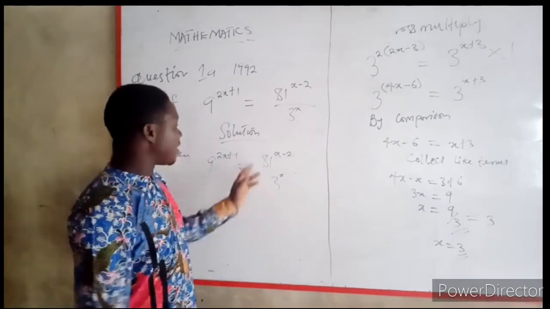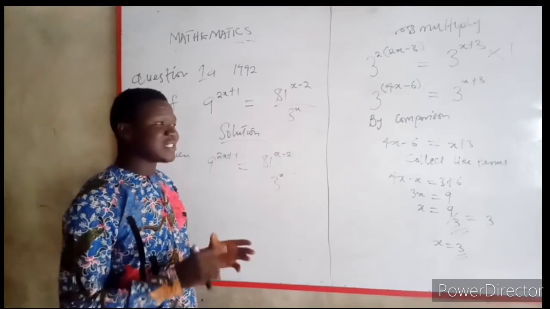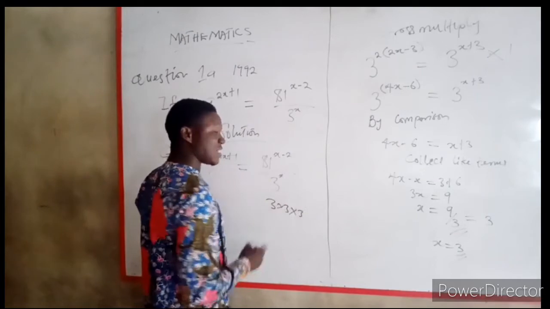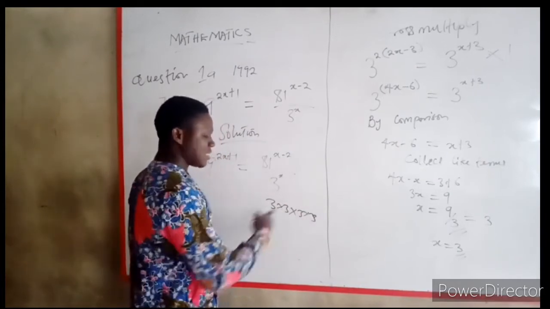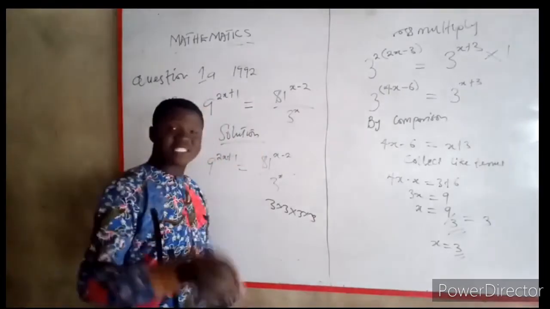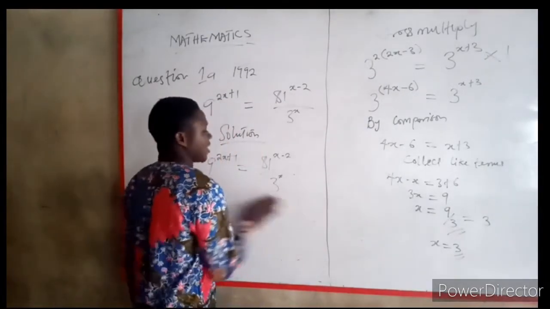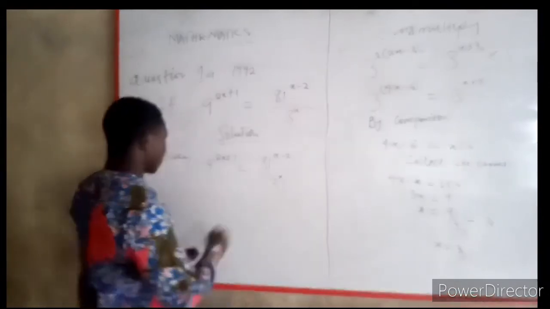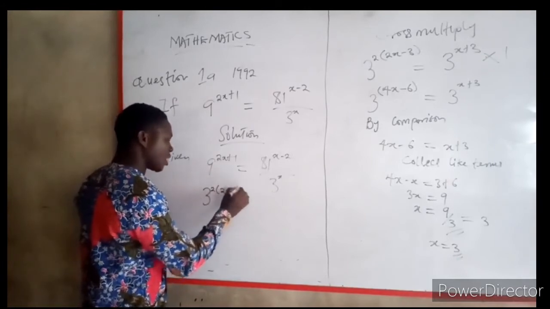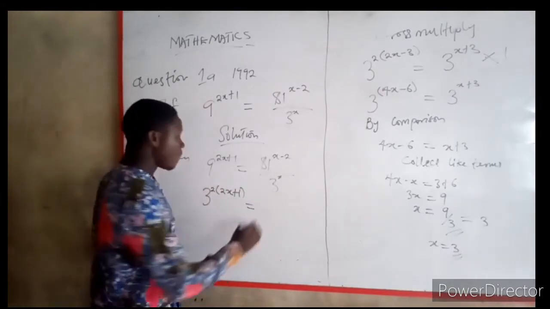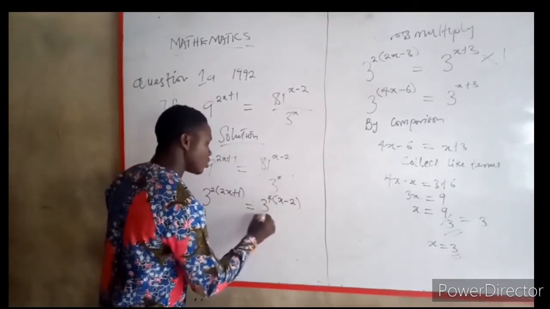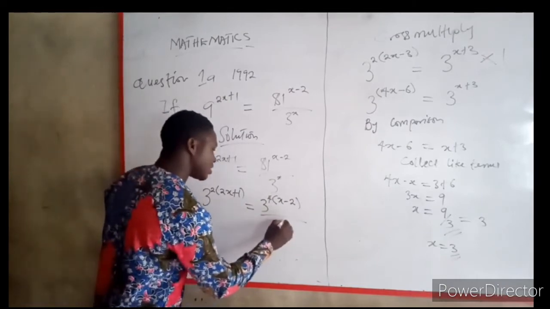Then 81 is 3 times 3, that will give 9, and 9 times 9 should be 81. So it means there are four 3's inside 81, okay? So this gives me 3 raised to power 2 in bracket 2x plus 1 equal to 3 raised to power 4 in bracket x minus 2 divided by 3 raised to power x.